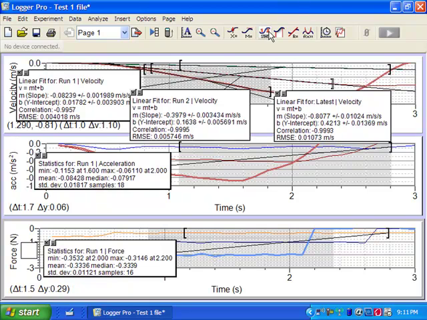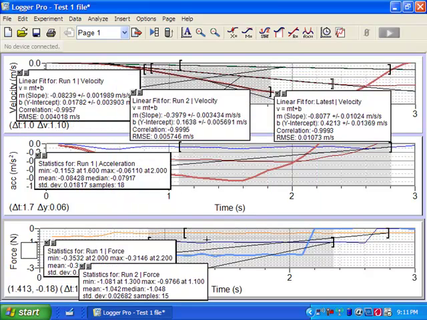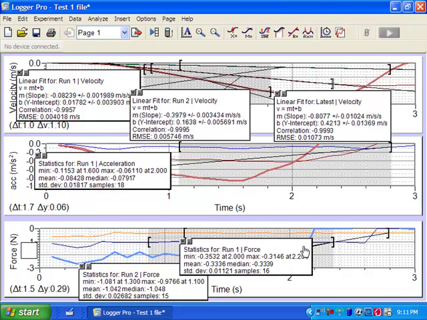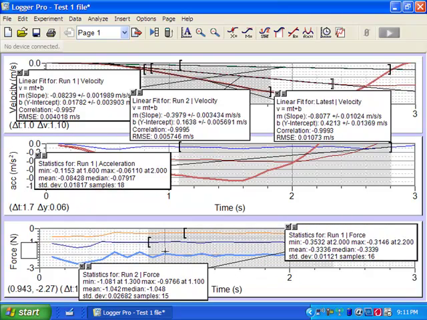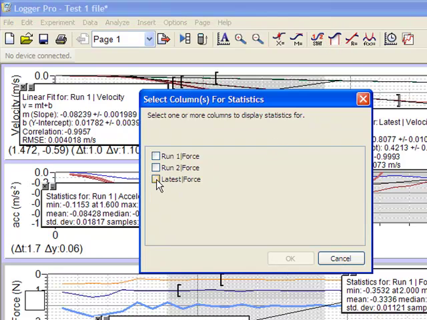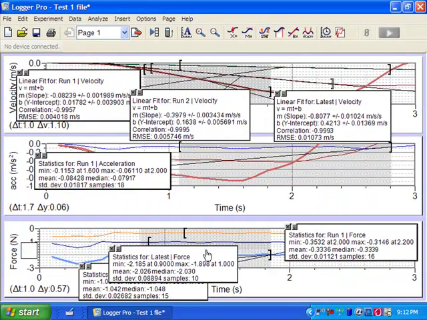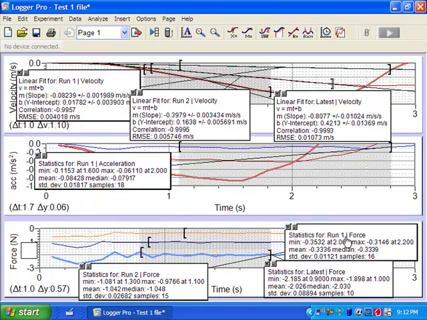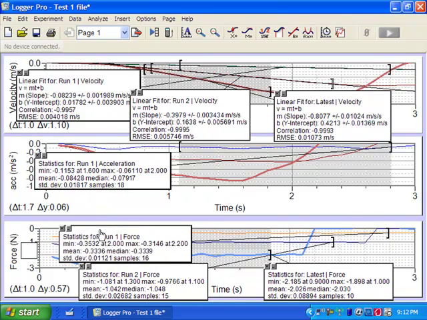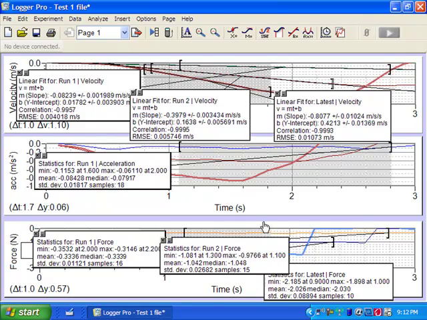Okay. Statistics on run 2. And then I want to go from just a little bit earlier to only about there. Statistics on the latest. Okay. And now let's arrange them left to right so I can... I'm just grabbing them and dragging them like you would with a lot of Windows programs right now.